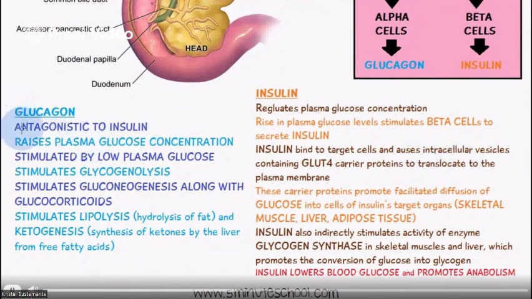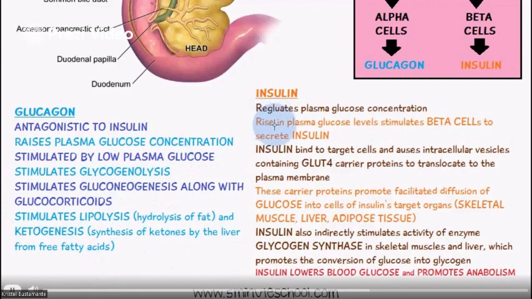So we have glucagon, which is produced by the alpha cells of the islets of Langerhans. Glucagon is antagonistic to insulin. It raises plasma glucose concentration. It's stimulated by low plasma glucose levels, and it stimulates glycogenolysis, which is the breaking down of glycogen. It also stimulates gluconeogenesis along with glucocorticoids. It also stimulates lipolysis, the hydrolysis of fat, and ketogenesis, which is the synthesis of ketones by the liver from free fatty acids. Now let's talk about insulin.